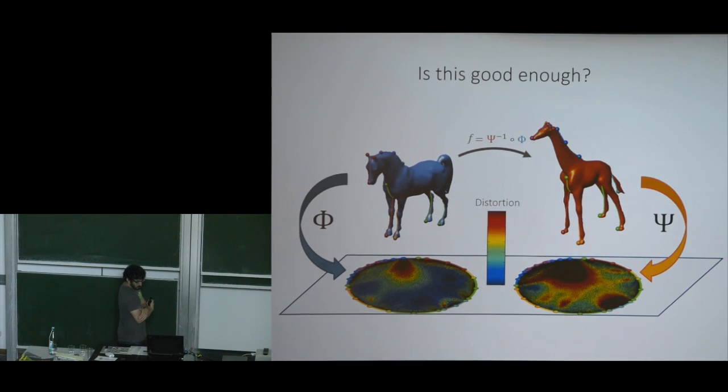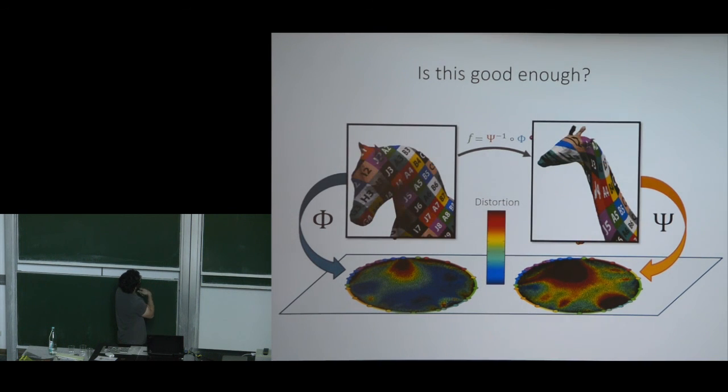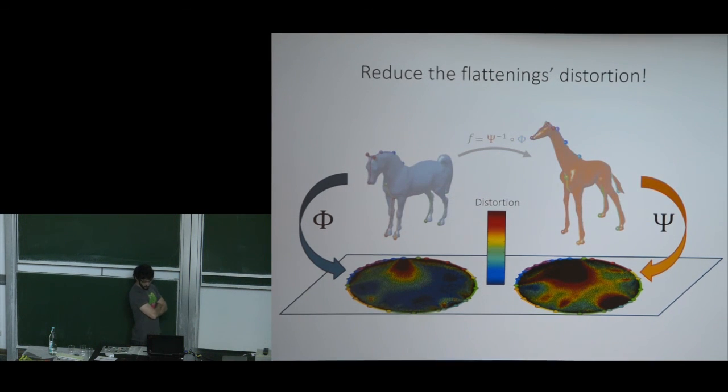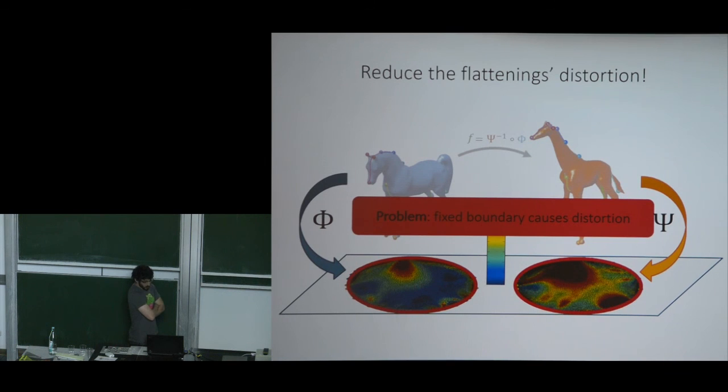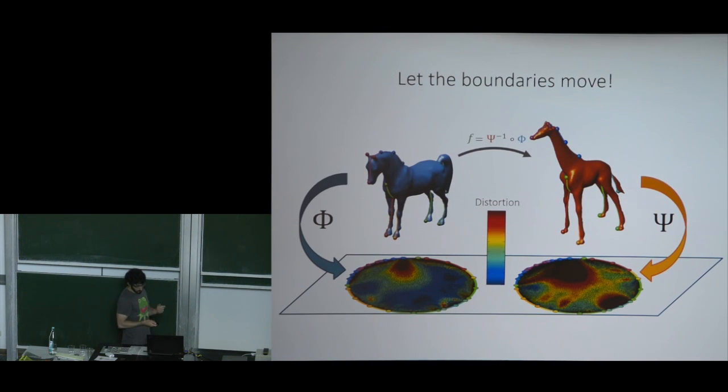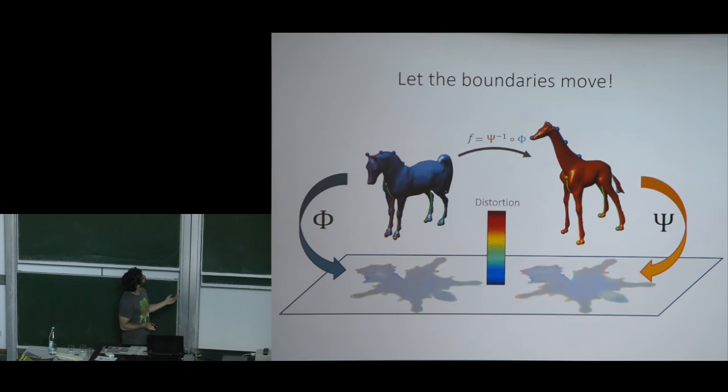Now, if we look at the distortion of these mappings, you can see that it's quite high. As a result, the mapping doesn't look that good. You can see, for instance, that there's this bad stretch on the neck, and something bad is happening on the face also. The main reason this happens is because the fixed boundary prevents us from doing anything to reduce the distortion. So one way of tackling this is, for instance, by letting the boundaries move. By this, we can reduce the distortion. So let's think about what's happening in this case.